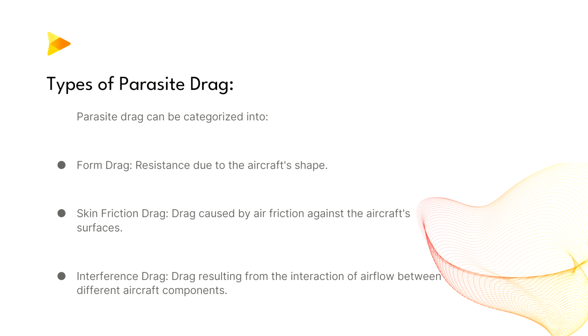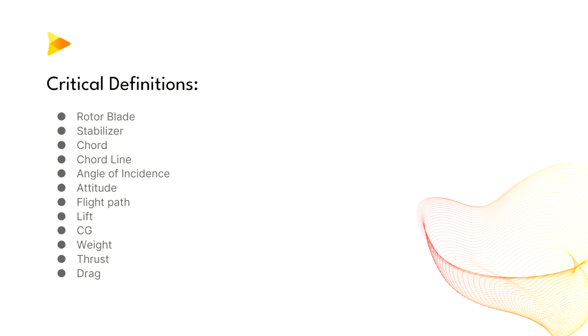To reduce the effect of drag, aircraft designers utilize flush mount rivets and remove any irregularities that may protrude above the wing surface. So, four critical definitions. Rotor blade: it is the spinning wings which allow for lift on helicopters or rotorcraft. Stabilizer is a control surface other than the wings which provides stabilizing qualities.